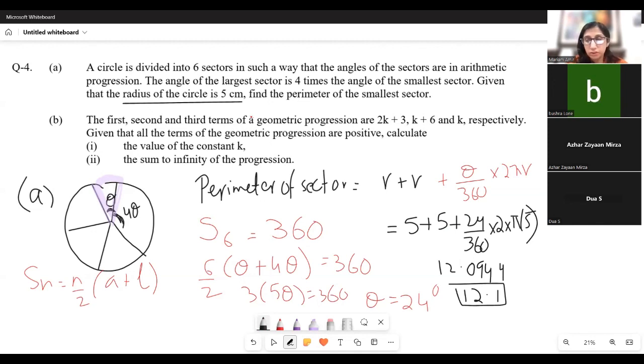समझ आ गई अजहर और आयशा? Genius. Part B. Sorry? 2 घंटे. Part B.